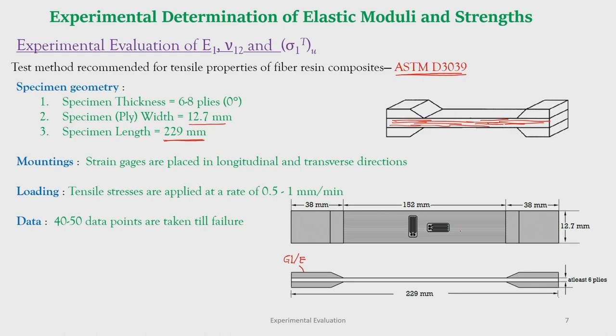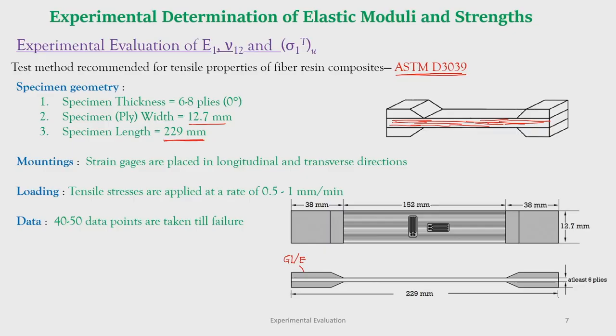I think you understood why we need these two strain gauges. One will measure the longitudinal strain, and the other will measure the transverse strain, which is required to determine the Poisson's ratio. The specimen is loaded in the UTM, and the tensile stress is applied at a rate of 0.1 to 1 millimeter per minute. We keep on recording the stress-strain data. Around 40-50 data points are recorded till it fails.